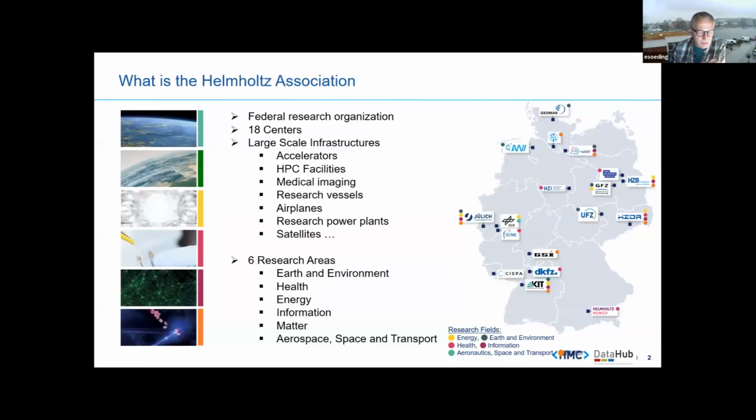So just a few words about what the Helmholtz Association is. We're a very large federal research organization in Germany, 18 centers, mostly large-scale infrastructures: accelerators, HPC facilities, imaging, polar stations, stuff like that. We cover 6 research areas: Earth and environment, that's what I work for, health, energy, information, matter, and aerospace and transport. It's roughly 45,000 employees, so it's a very, very large organization.